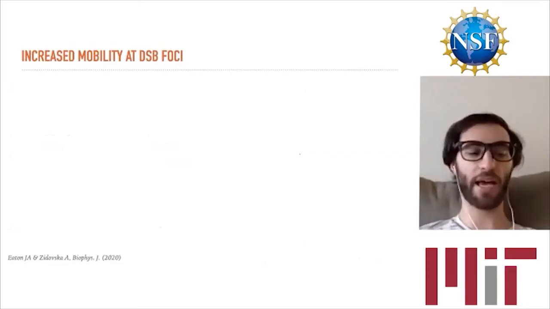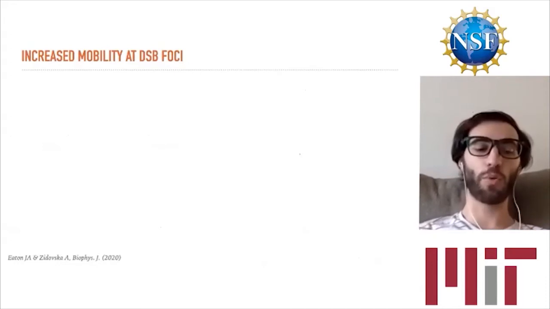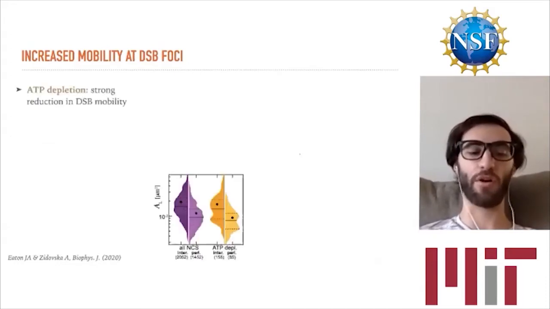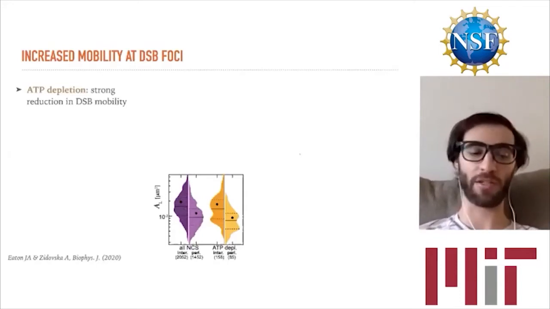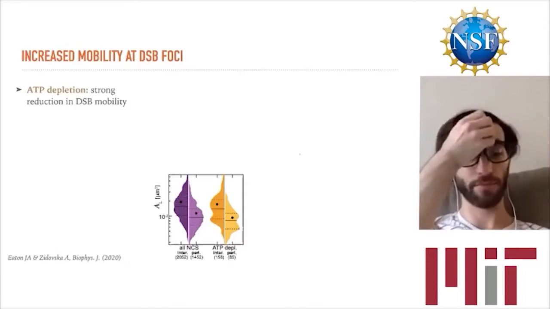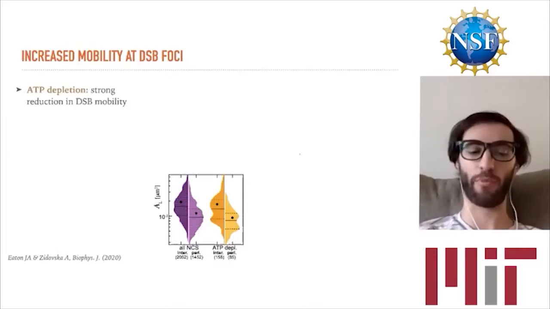So next we ask, how does the double-strand break repair process affect the mobility? So what we do is we track the double-strand break foci in damaged cells that have been depleted of ATP, thus hindering some of the repair mechanisms that could influence the dynamics. Shown in yellow, we find that this leads to a strong reduction in the double-strand break mobility.